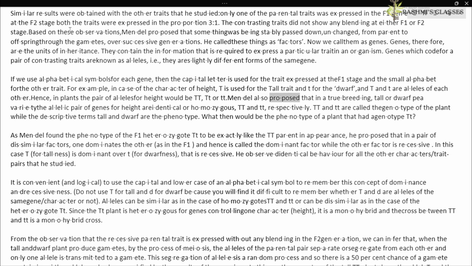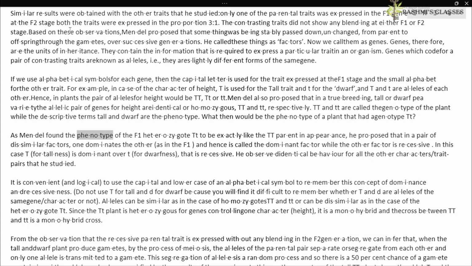Mendel also proposed that in a true breeding tall or dwarf variety, the allelic pair of genes for height are identical or homozygous, TT and tt, respectively. TT and tt are called the genotype of the plant while the descriptive terms tall and dwarf are the phenotype. What then would be the phenotype of a plant that had a genotype Tt?